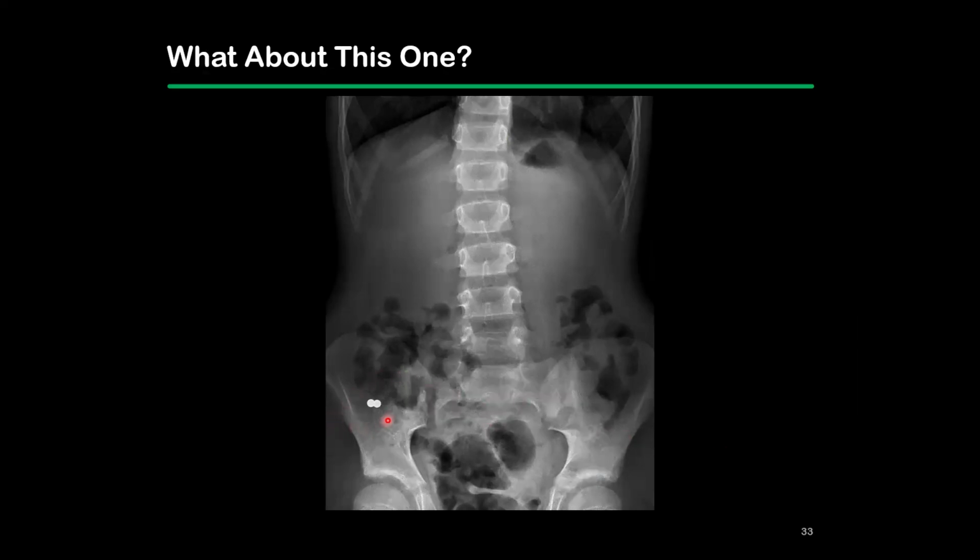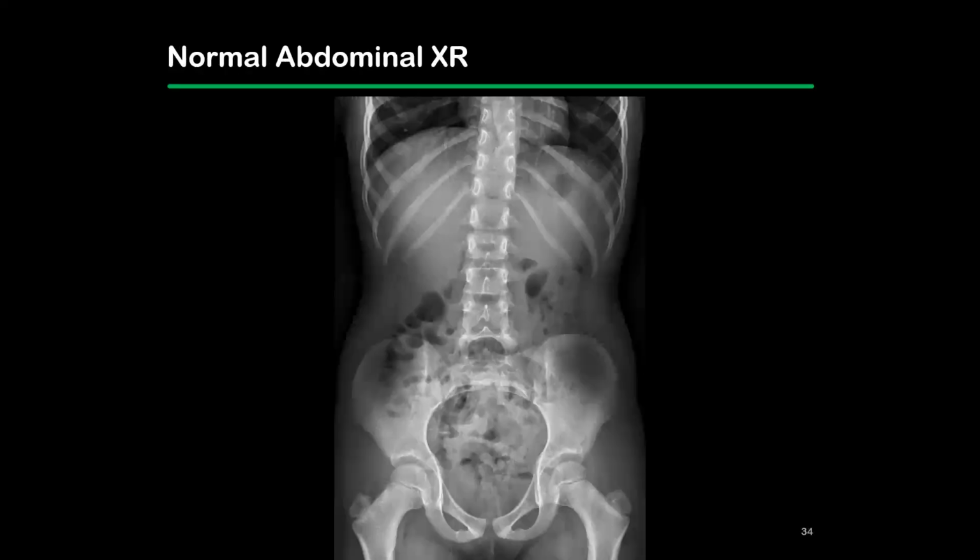So this is an important one to be able to recognize in case they've ingested magnets, because that should be followed a little bit more closely to make sure they don't develop a bowel perforation or a bowel obstruction. This dovetails into our normal abdominal x-ray. So now we're going to switch to abdominal pathologies instead.